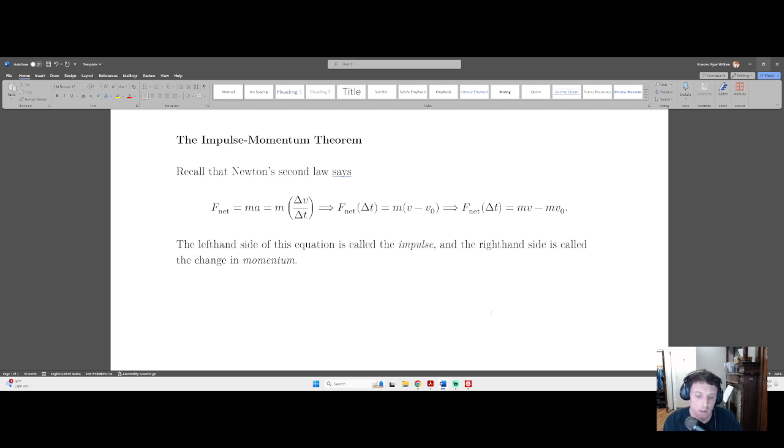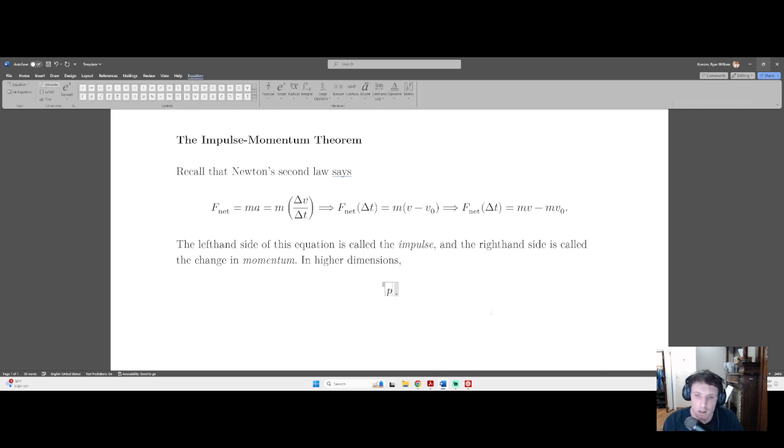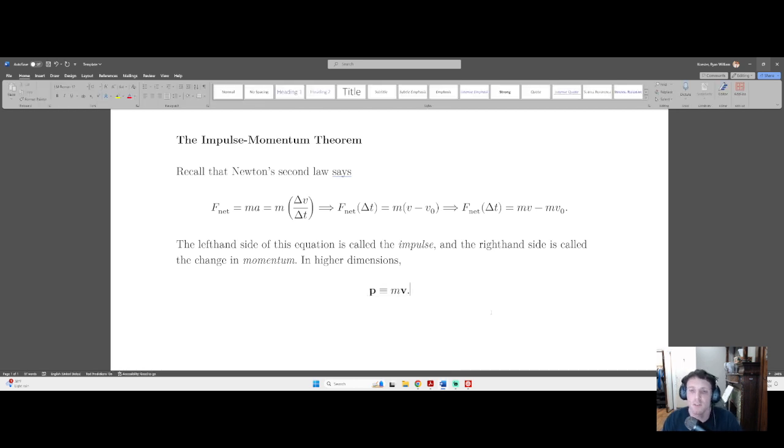So in 3 dimensions, or let's just say in higher dimensions, momentum is defined to be m times v, and momentum is a vector, as is v. So what we have here is this thing p. We're going to use lowercase p for the momentum. Sometimes an uppercase P is used too, but it doesn't really matter.